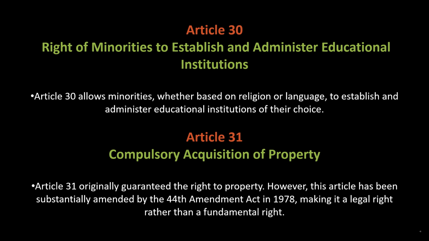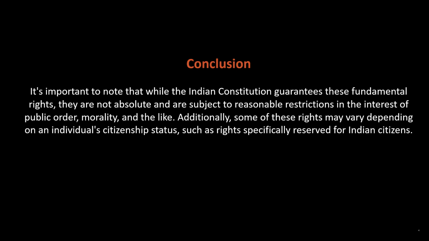Article 31. Compulsory acquisition of property. Article 31 originally guaranteed the right to property. However, this article has been substantially amended by the 44th Amendment Act in 1978, making it a legal right rather than a fundamental right. Conclusion.